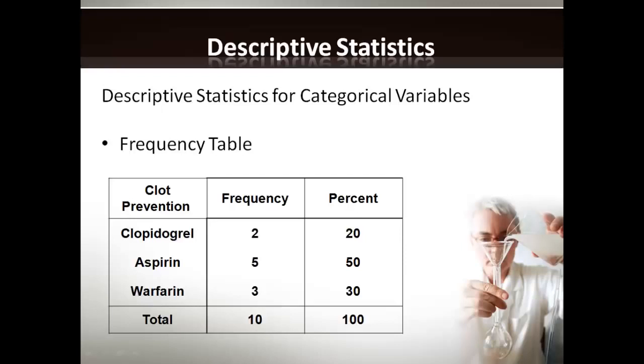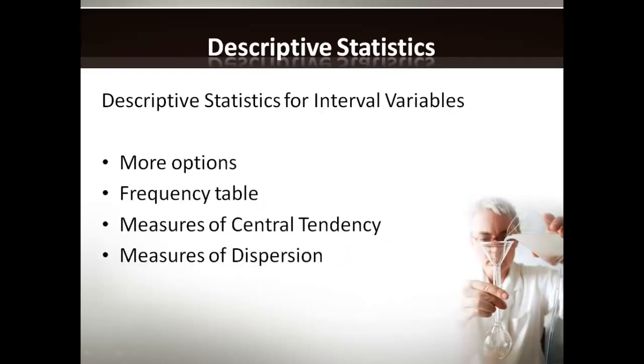So this is a frequency table of a study done looking at types of anti-clotting medication that 10 patients are on. So we have a total frequency of 10, that's our sample size, and the drugs they're on. So for example, 2 patients are on clopidogrel, which makes 20% of the total sample size.